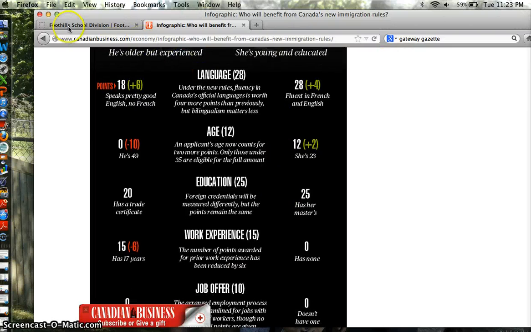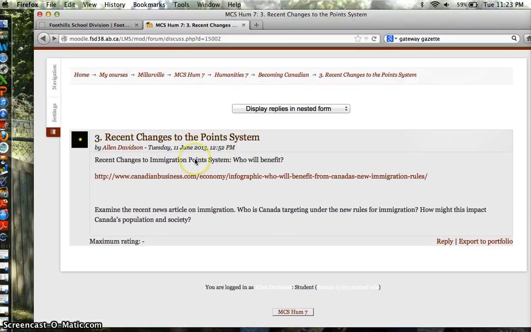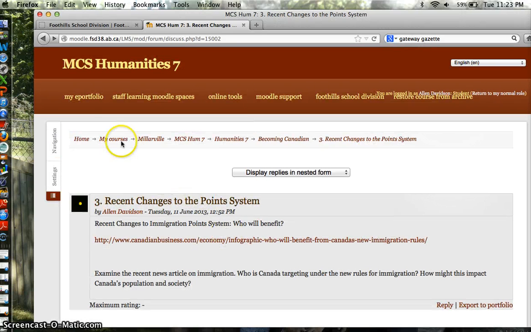So the question I'm asking you is, as you look at that and you have a discussion with your classmates, who are we targeting, and how might this change Canada's population and society in the future? So we're certainly seeing a difference over time about the types of people that Canada is targeting under their immigration system. We just looked at Western expansion, and we knew that Canada was targeting Eastern European farmers to come and settle the prairies, for instance. And so in 2013, our government strategy is very different.